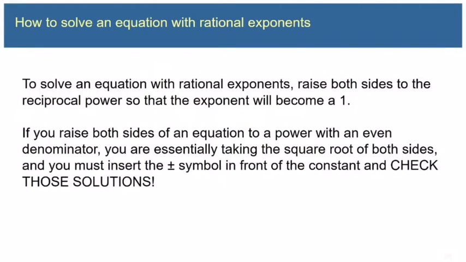But here's the catch. If you raise both sides of an equation to a power with an even denominator, you're essentially taking the square root of both sides, and you must insert the plus minus symbol. You catch that? If you raise both sides of an equation to a power that has an even denominator, it's like you're taking an even root of both sides. And remember, when we take the square root of both sides, we have to insert the plus minus symbol, and you need to check your solutions. Also, if you raise both sides to an even power, you need to check your solutions.